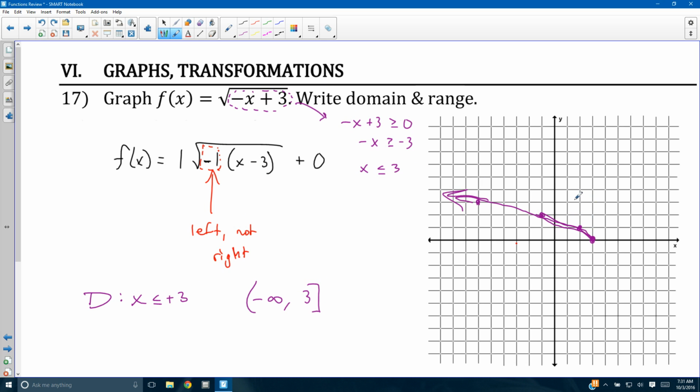Range, as you can tell, y would be greater than or equal to 0, given everything here. Positive stretch factor, starting at 3, 0. My range, y is greater than or equal to 0. So that goes from 0 to positive infinity, like so.